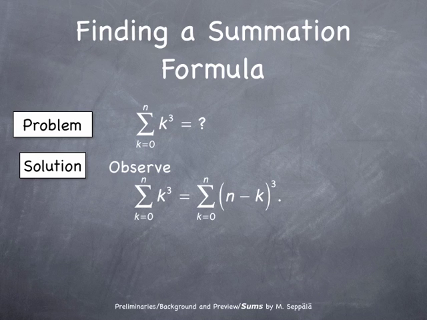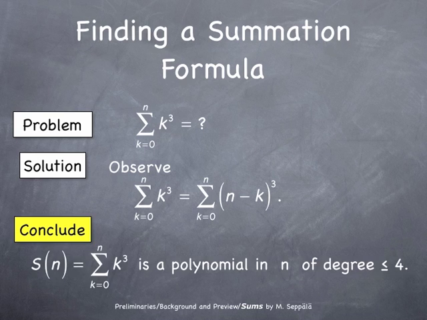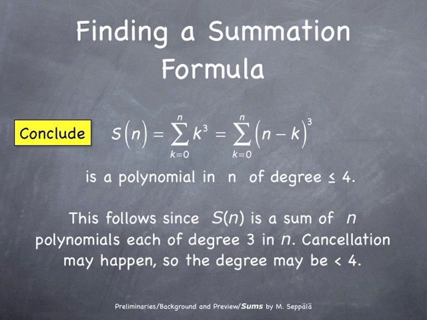non-zero terms. This means that the formula that we are looking for, S of n, for the summation k from 0 to n of k cubed, is a polynomial in n of degree at most 4. This follows since S of n is a sum of n polynomials, each of degree 3, in the variable n.